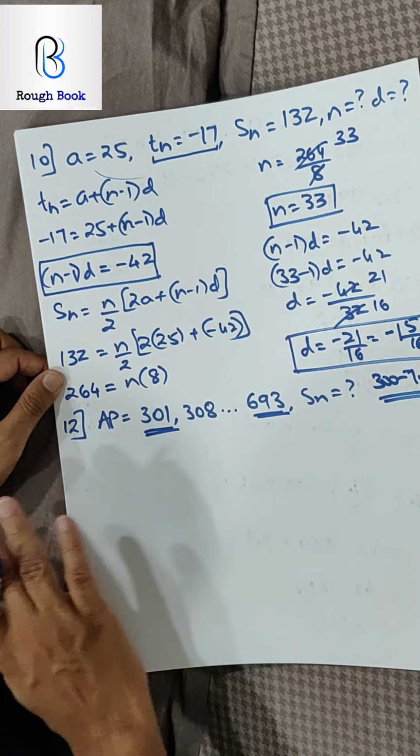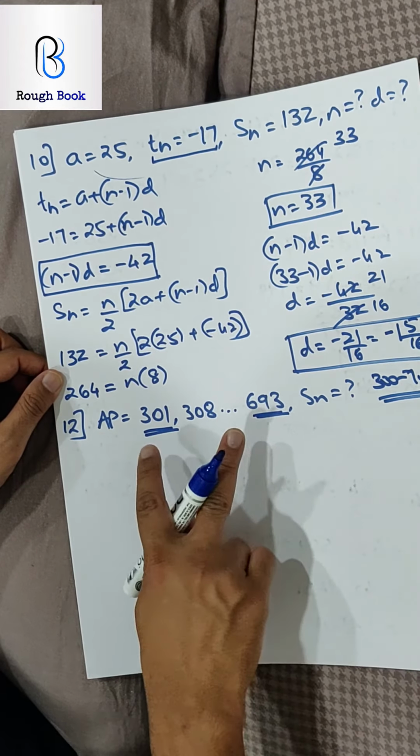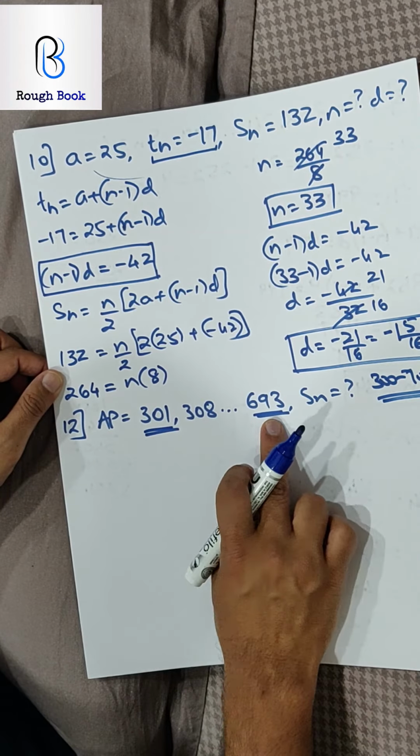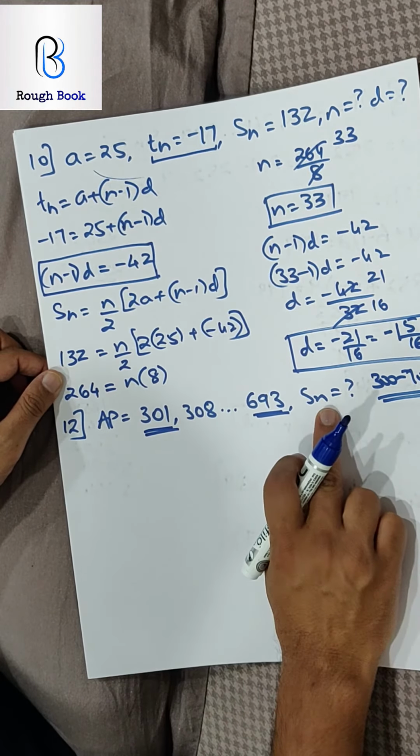If you include 700, everything will be messed up. Use this, get A, D, N. Take this as Tn, get N. Then substitute N in this and get Sn.